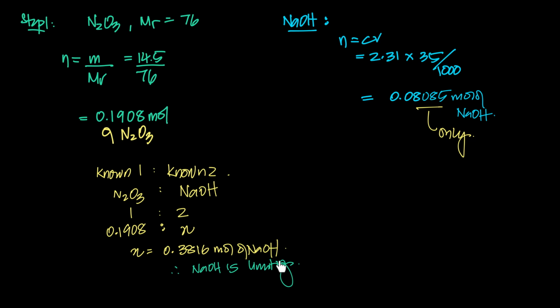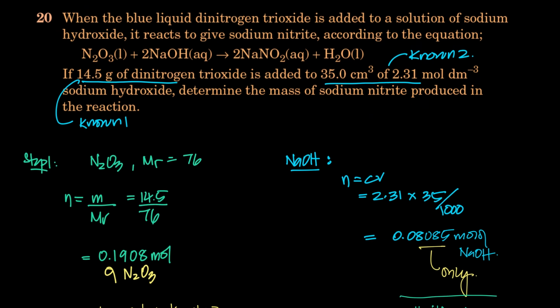0.1908 needs 0.3816, but I only have 0.08085. So I have less than what I need. So therefore NaOH is limiting, which means that the moles of NaOH is my limiting known, and that's the one I use for part B. So NaOH is the limiting known. That's the one I use. That means N2O3 was in excess. Something that's in excess is not needed for the calculation.